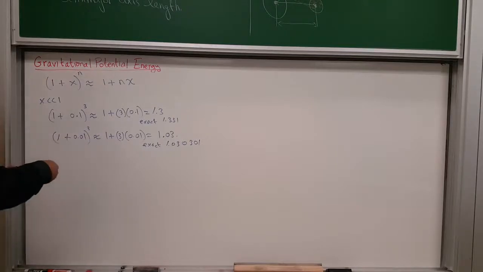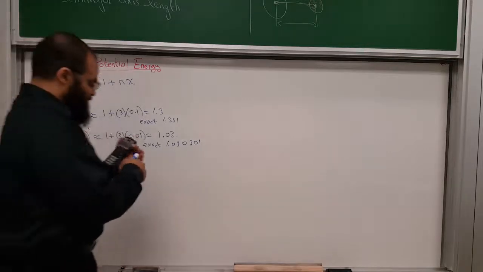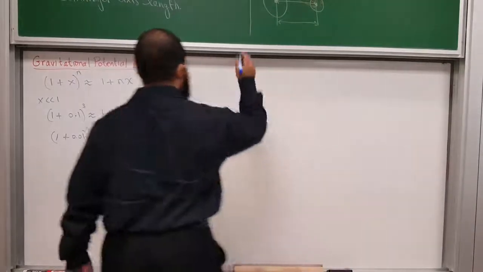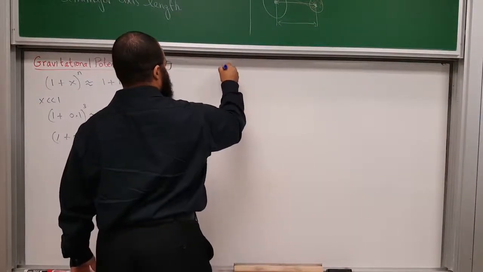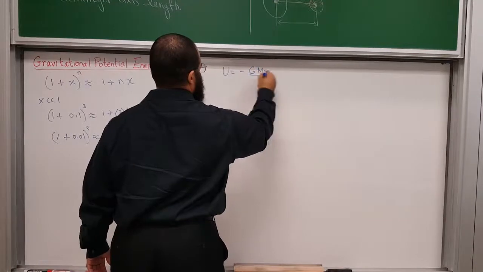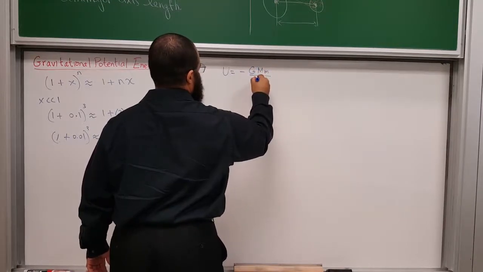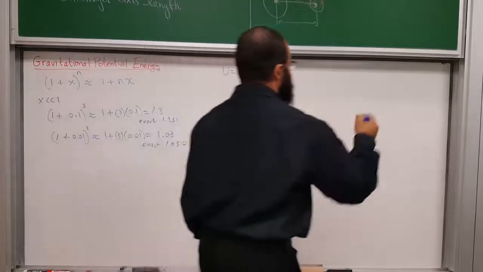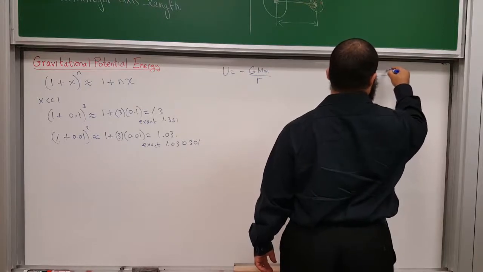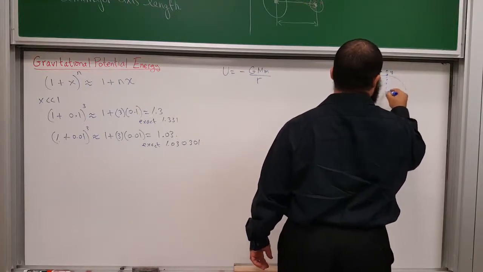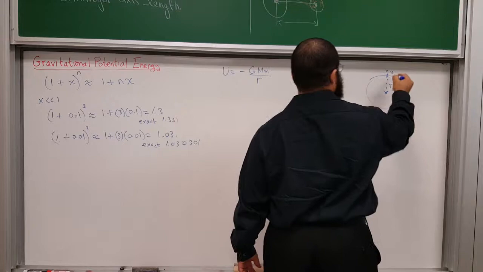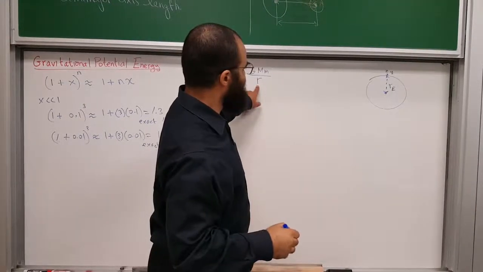So here's the approximation that we're going to use. Near the surface of the Earth, we said if we chose our potential energy to be 0 at infinity, then the potential energy is U equal to negative G capital M little m divided by R. So let's say here's our object, and we're near the surface of the Earth. The height is Y. And so R from the center of Earth to here will be the radius of the Earth plus Y.